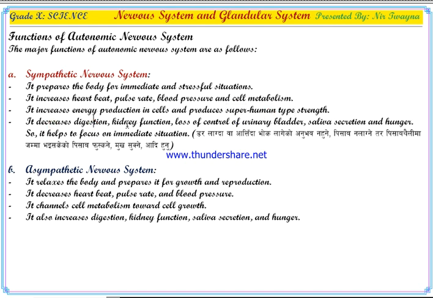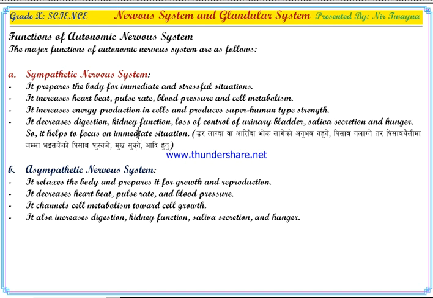It decreases digestion, kidney function, control of urinary bladder, saliva secretion and hunger. So it helps to focus on the immediate situation. You do not have to keep your brain or keep your energy wasted for all these functions. Okay, and you need to focus on what is needed right at the moment. And what is needed right at the moment? Energy production, increased production of energy. So sympathetic nervous system definitely helps you to survive the emergency situation, dangerous situation.